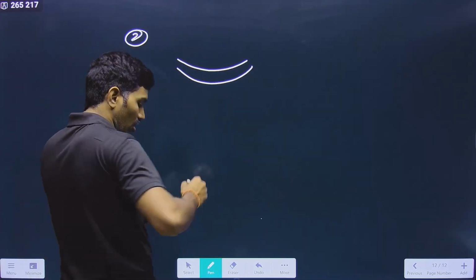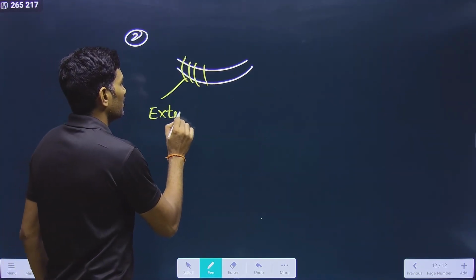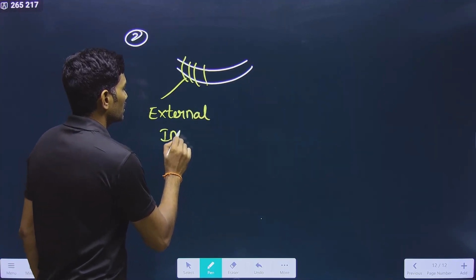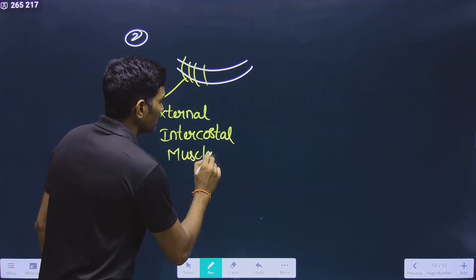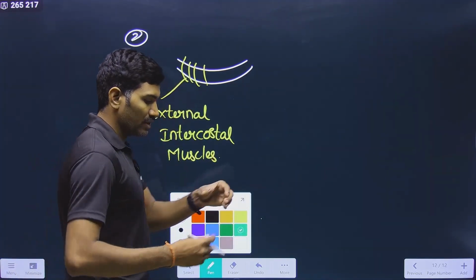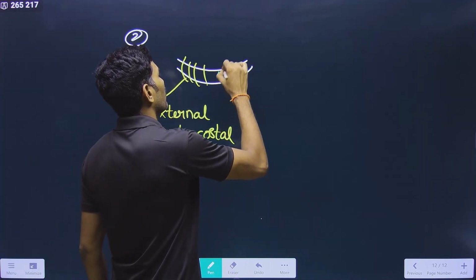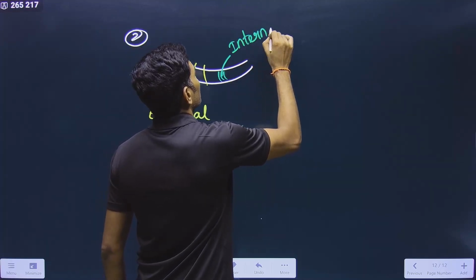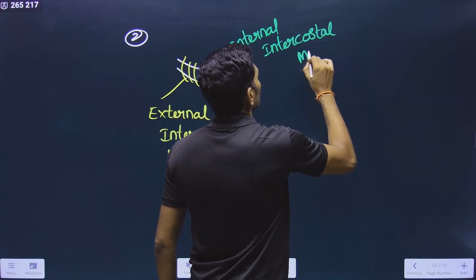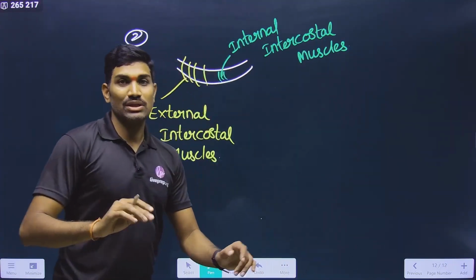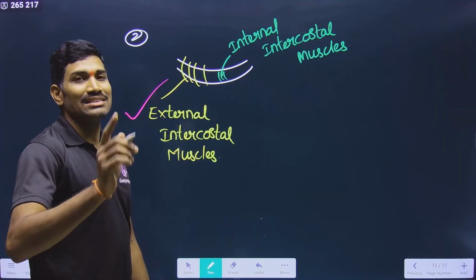Already I told about this. On the outer side, there are some muscles. They are called external intercostal muscles. Understood or not? And not only this, for this thoracic cavity, inside the ribs also there are some muscles. The inside muscles are called internal intercostal muscles. Please remember, both types are there. But in normal inspiration and expiration, who are involved? External intercostal muscles are involved.